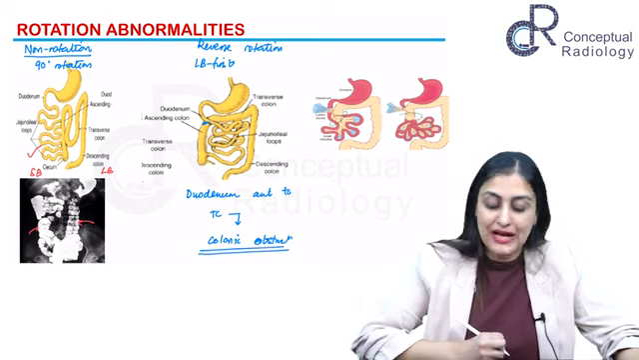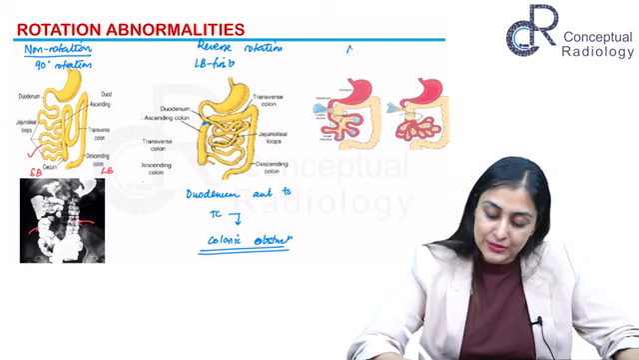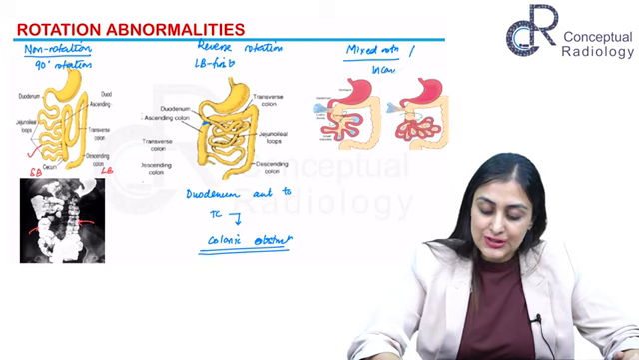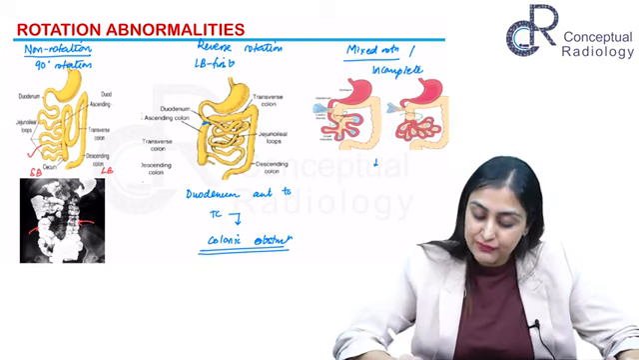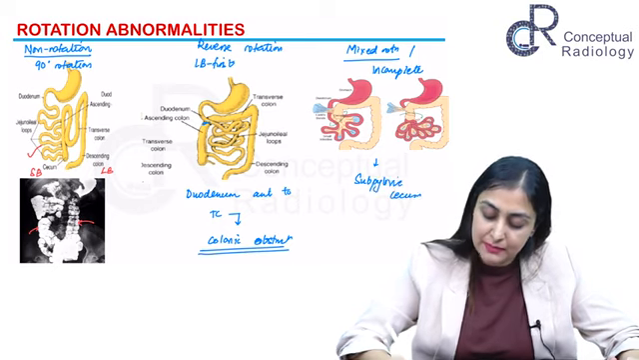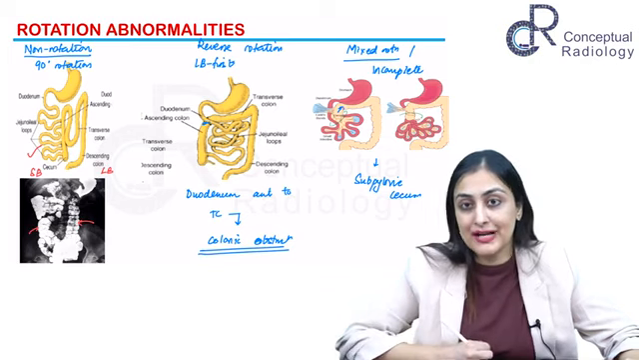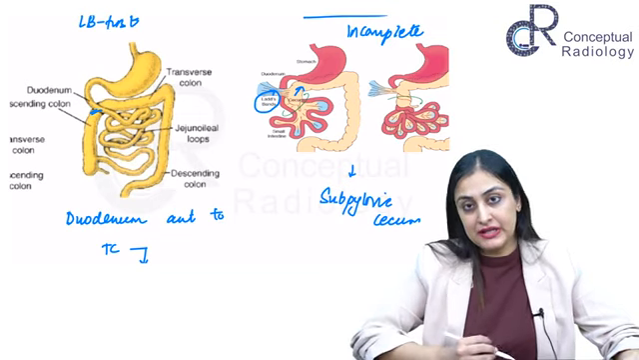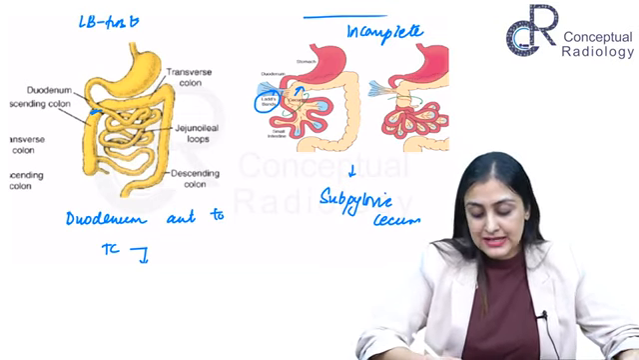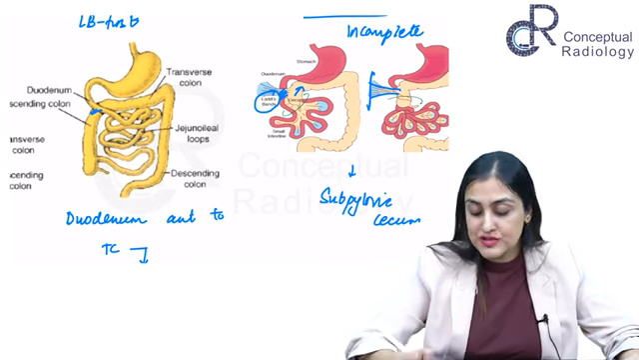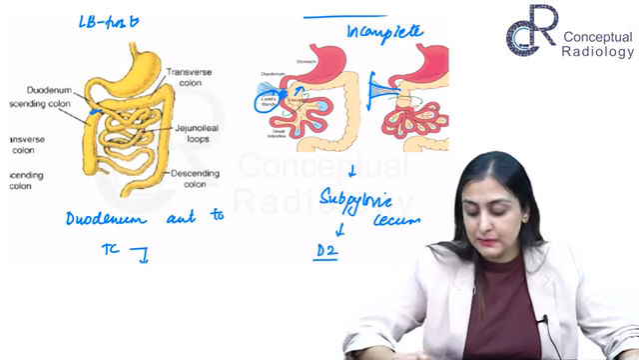So this is where you have reverse rotation, and finally you can have mixed rotations. It's somewhere in between, so this is known as mixed rotation, also known as incomplete rotation. One finding you want to remember here is a subpyloric cecum. The cecum is higher up and assumes a position below the pylorus, and this is where you have the LAD bands that we've been talking about. These LAD bands connect the cecum to the lateral abdominal wall, and in the process they block the second part of the duodenum.